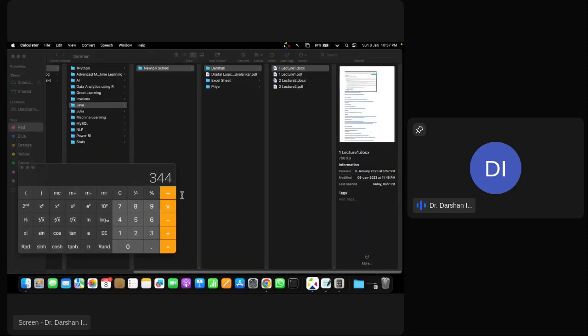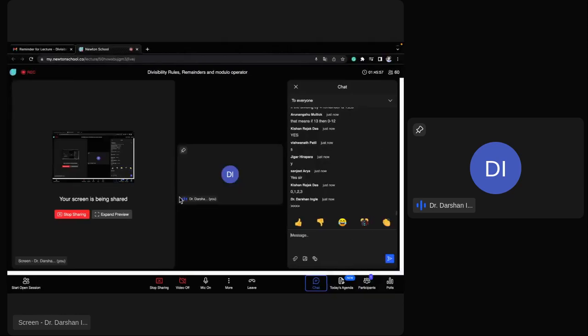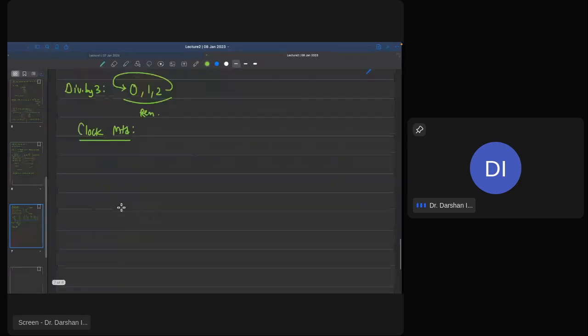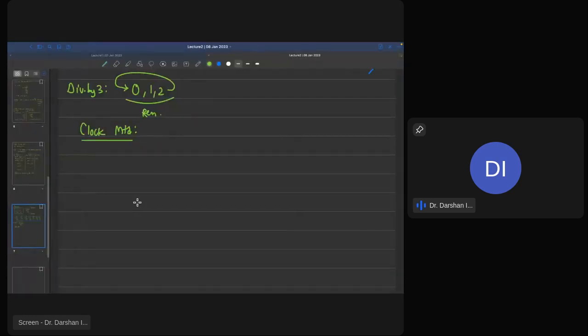So in very simple words, if you are finding the number divided by n, then the remainder should go from 0, 1, 2 up to n minus 1. Simple, no? Generalized. But I was talking about the clock method. What is this clock method? Look at this, everyone. No problem, Sanjit, that's okay.